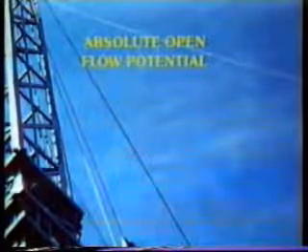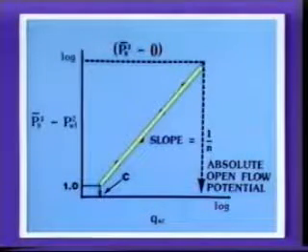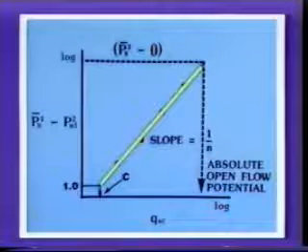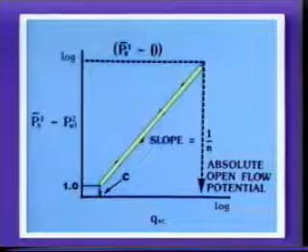Once we know the values for N and C, or have the straight line plotted on log-log paper, it is a simple matter to determine the absolute open flow potential, or AOF, the flow rate that would occur if the sand face pressure were reduced to 0. Extrapolation of the straight line to the point where P_R squared minus P_WF squared equals P_R squared gives the AOF.